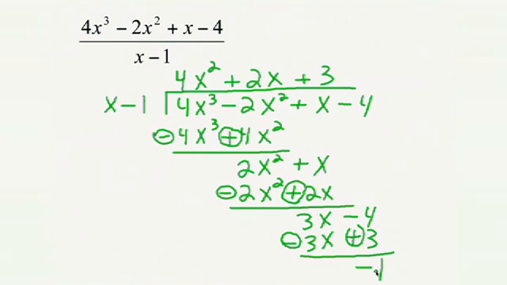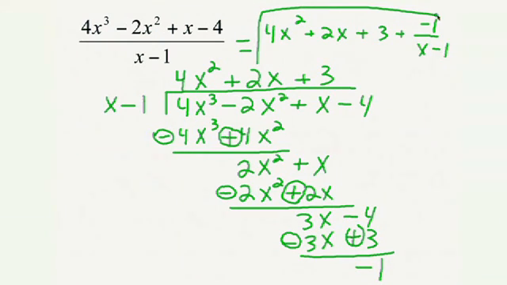That's my remainder. So the answer to this division problem is 4x squared plus 2x plus 3 plus negative 1 over x minus 1. And that's the final answer. If you can do that one, you can probably do any of the long division problems that you'll see, at least in this course. Did I miss anything, Jared?